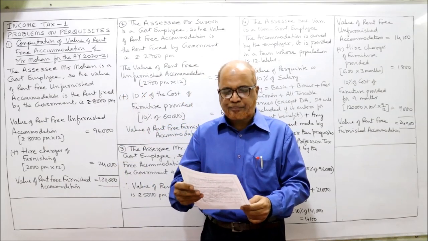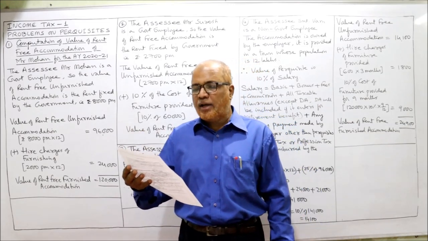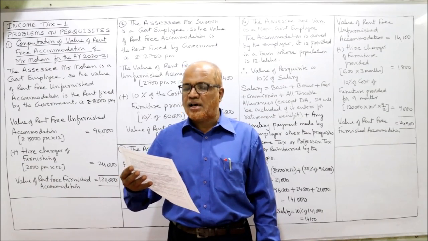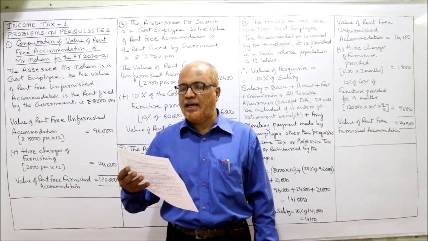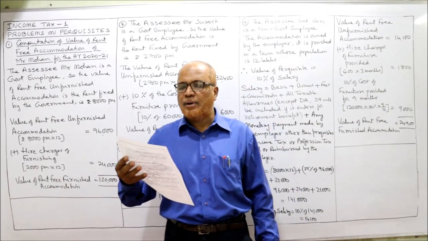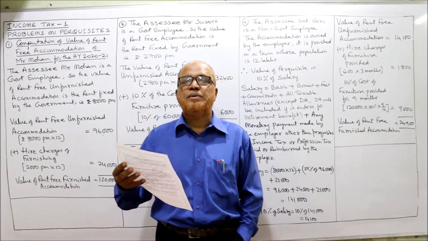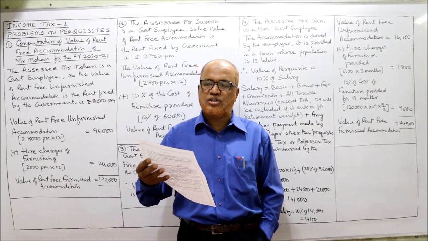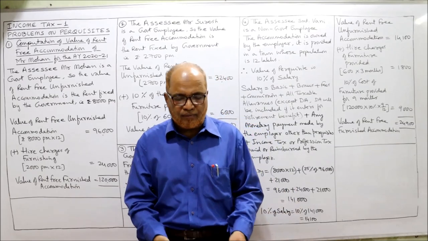Now, the first problem: problems on rent-free accommodation. Mr. Mohan is working in the AG office in Chennai. His salary particulars are as follows. Basic pay 17,500 per month, DA 2,800 per month, servant allowance 300 per month. He is provided with a rent-free accommodation in Chennai. The rent of the accommodation as per government rules is rupees 8,000 per month. He is also provided with a television set and a refrigerator that is hired for rupees 2,000 per month. Compute the value of rent-free accommodation.